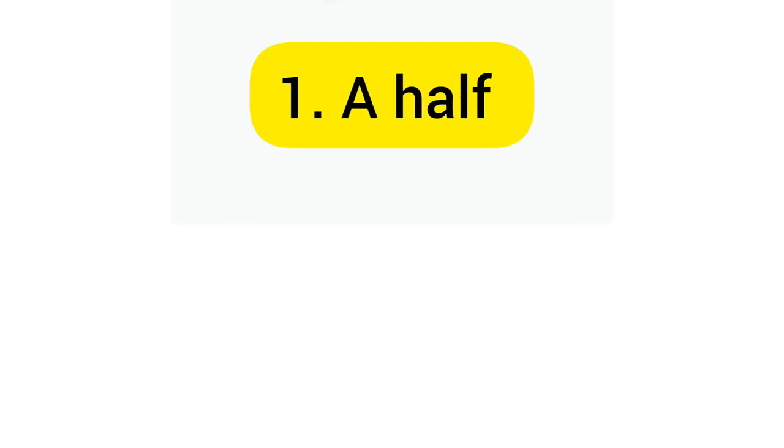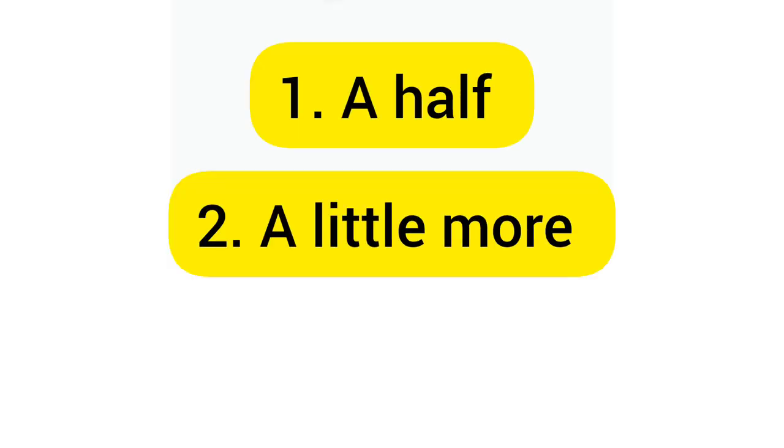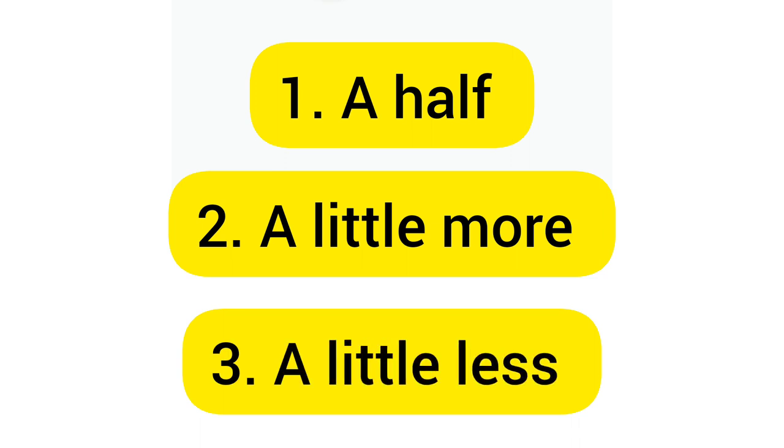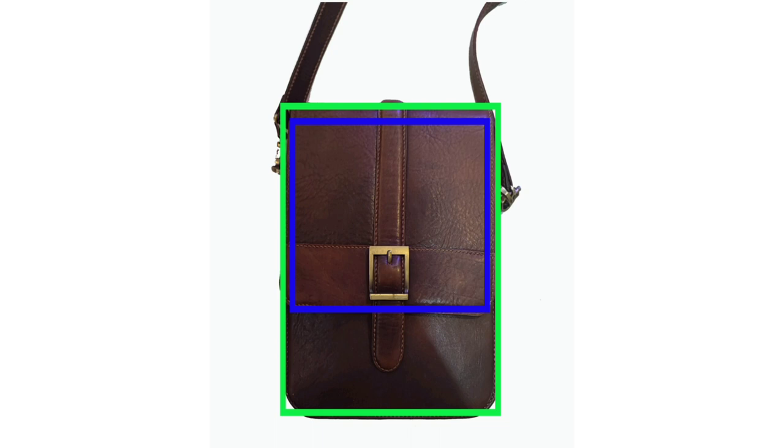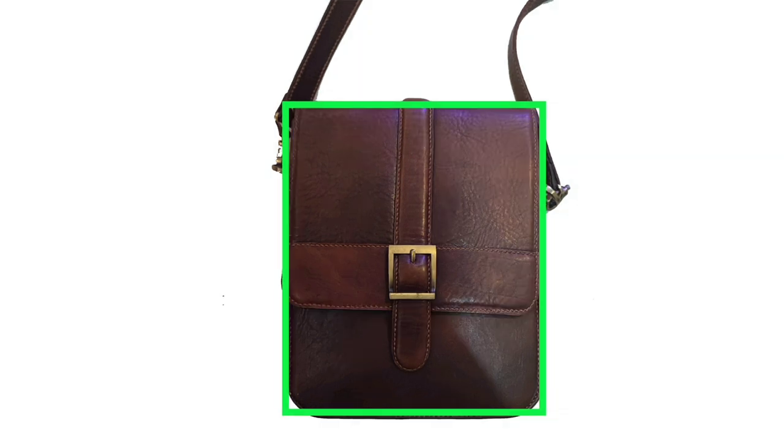1. A half. 2. A little more. 3. A little less. For example, in this rectangle, the length is approximately 1.5 times the width. But with closer inspection, we find the length is slightly more than 1.5. Look at this bag. If you pay close attention to the rectangle surrounding it, you'll notice the length is slightly more than its width. Hence, we say the length is slightly more than the width.